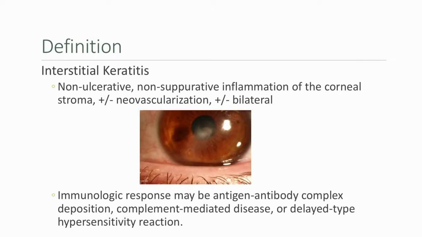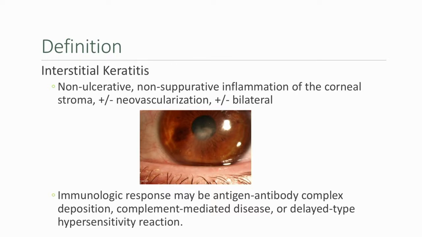So the basics. Interstitial keratitis is a bit of a bucket diagnosis. It is non-ulcerative, non-suppurative inflammation of the corneal stroma. It's often associated with neovascularization, but does not have to be. It is often unilateral, except that actually in syphilis, which is one of the most common causes, it's usually bilateral.